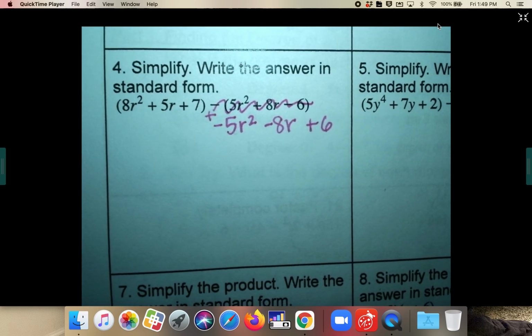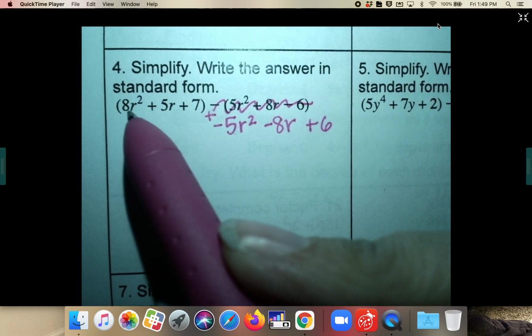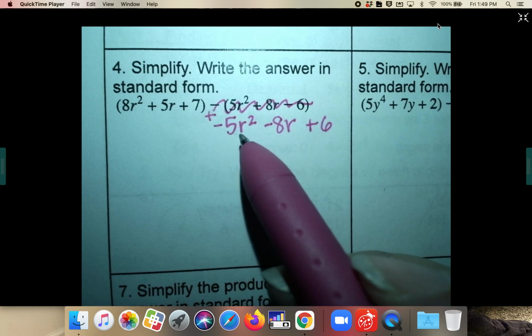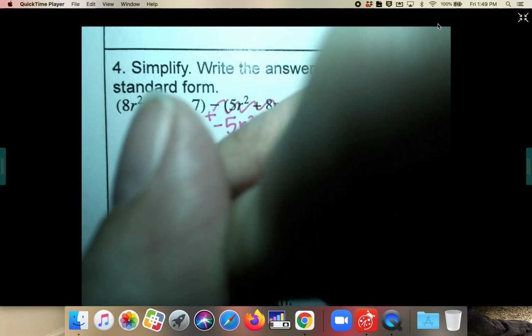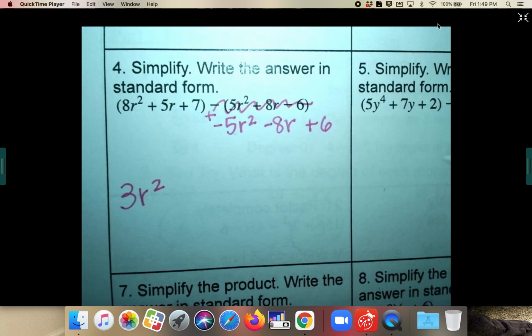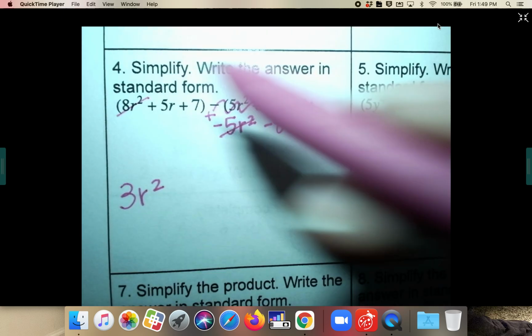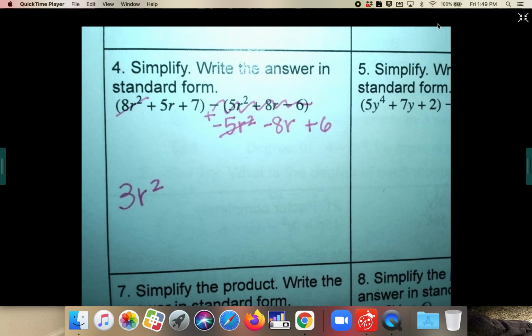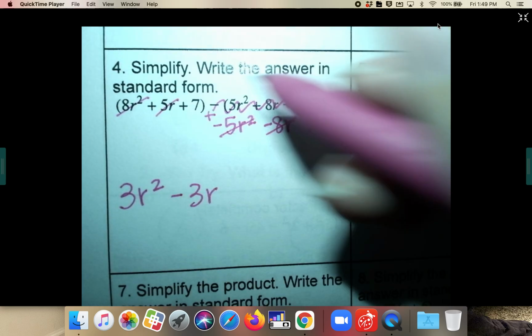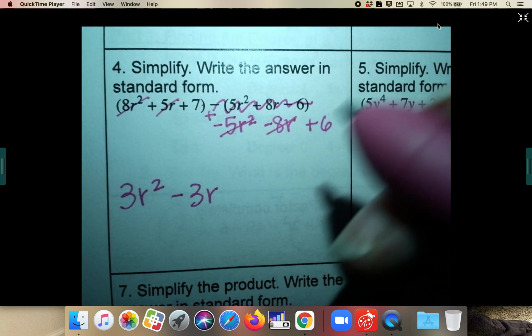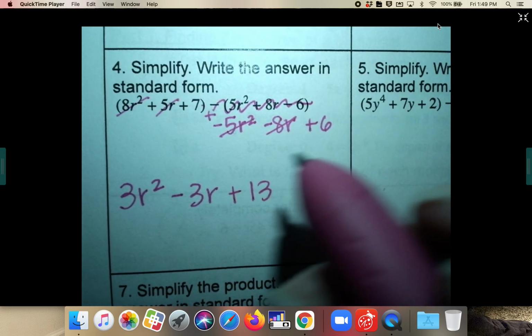So I'm looking for a like term with 8r squared. So 8r squared and minus 5r squared, or negative 5r squared. 8 minus 5 is 3. So we've got 3r squared. Negative 8r and 5r is negative 3r. And then 7 plus 6 is 13.